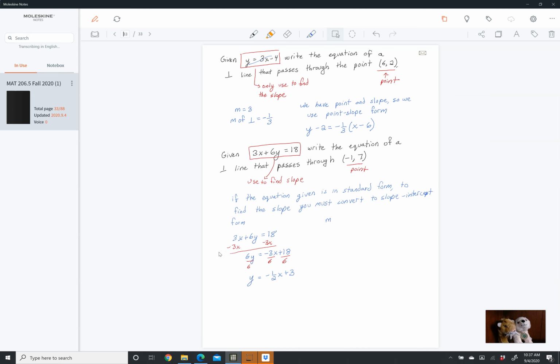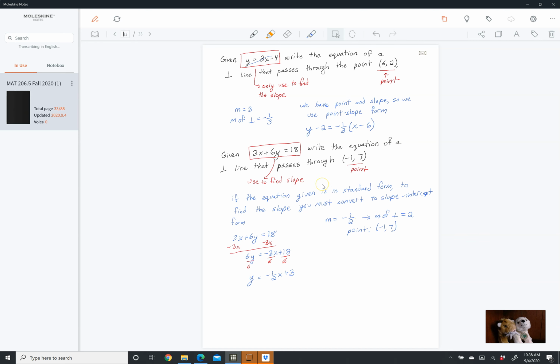So the slope of our line is our negative 1/2, but we need the slope of the perpendicular line because we're looking for the equation of a perpendicular line. If this had said, given this, write the equation of a parallel line, then we wouldn't have to do anything with this. This would be our slope, okay? For the slope of the perpendicular, we flip the fraction, so 1/2 becomes 2/1. And this is negative, so our new slope is positive. So it's just a positive 2, okay? And our point is given to us. Our point is negative 1, 7.